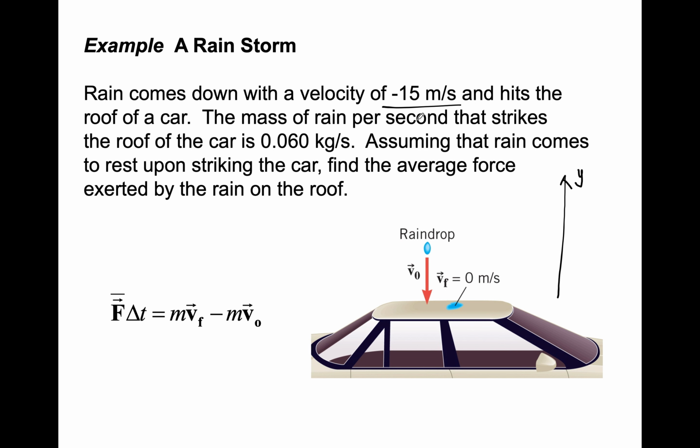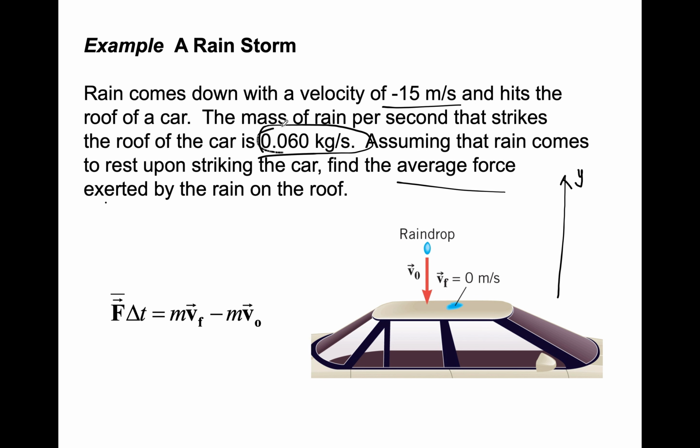So let's roughly estimate the rate of rain is 0.06 kilogram per second, just how much rain drops on the roof of the car. So in 1 second, 0.06 kilogram of rain drops on the roof of the car. And we want to find out what the average force exerted by the rain on the roof is.